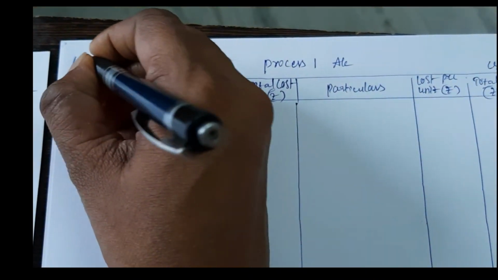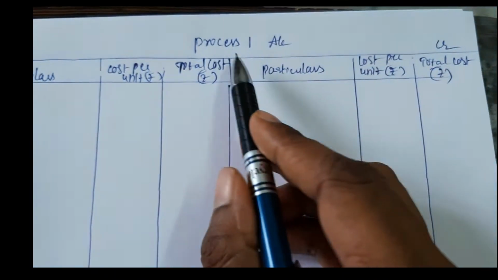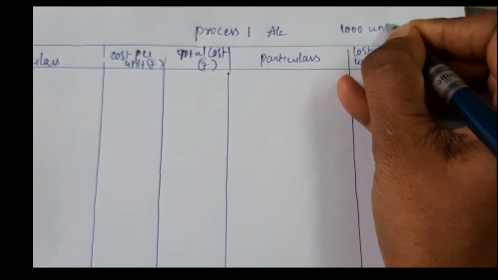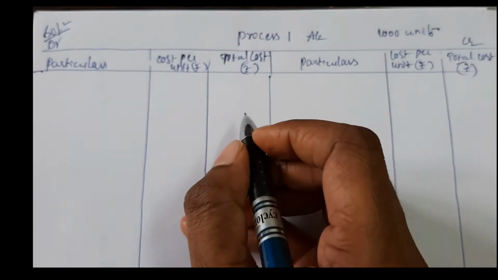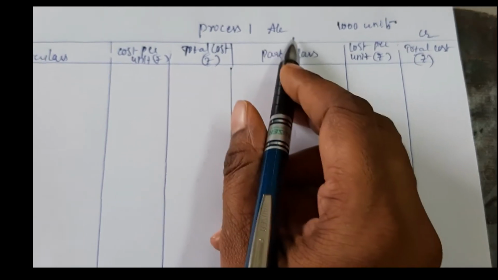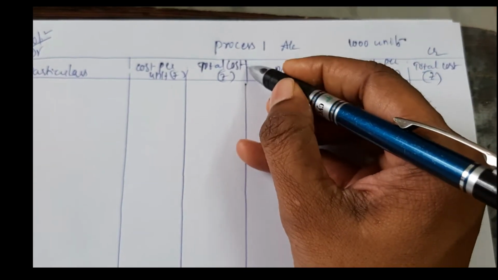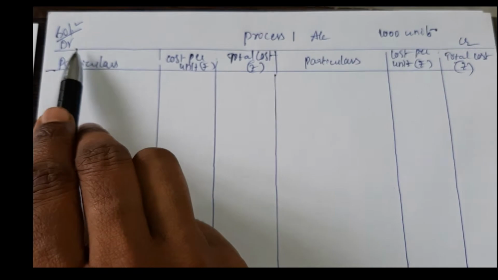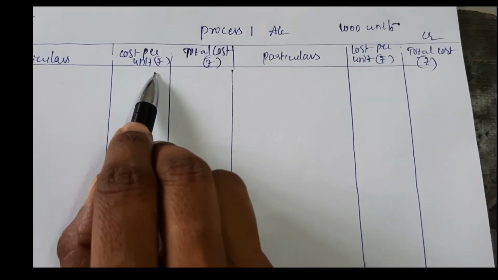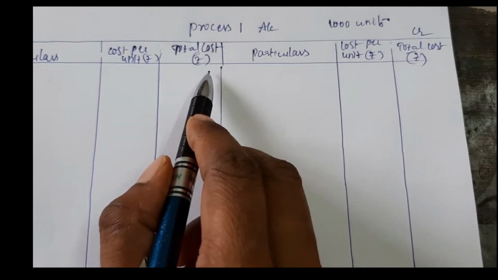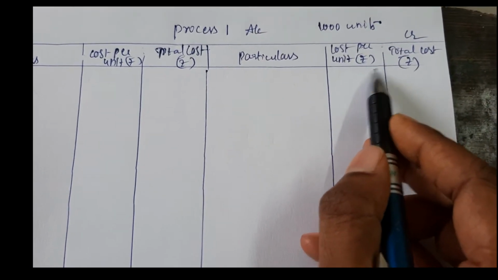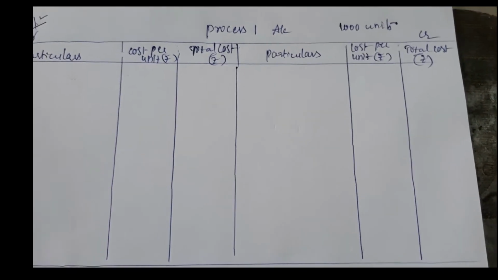So here is the solution. We need to prepare the process 1 account first, as the number of units produced is 1,000. For these 1,000 units of production, we are preparing the process 1 account. It is an account format consisting of debit and credit sides. On the debit side, you write particulars, amount, cost per unit and total cost in rupees, and on the credit side, particulars, cost per unit in rupees and total cost in rupees.